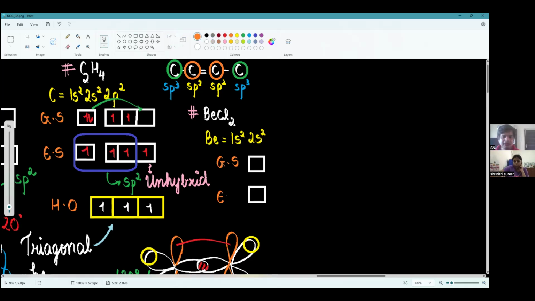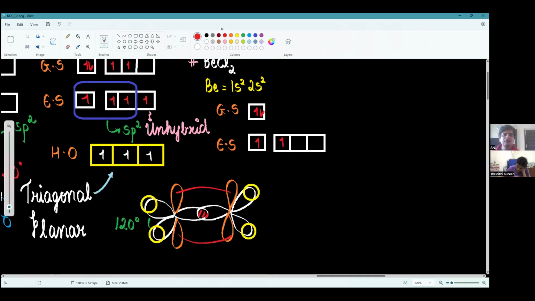So what happens in the excited state is one of the electrons of 2s jumps into 2p, because after 2s you have the 2p structure. So this is 2p. One of the electrons jumps over here. Got it? So now, this is our 2s and this is our 2p.